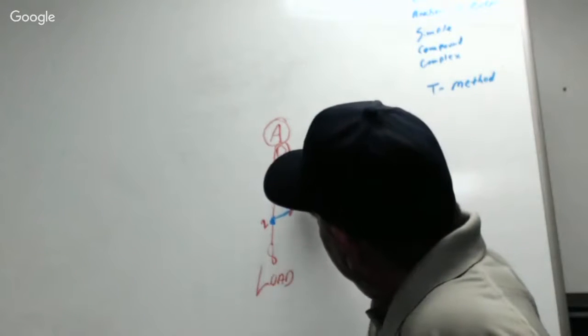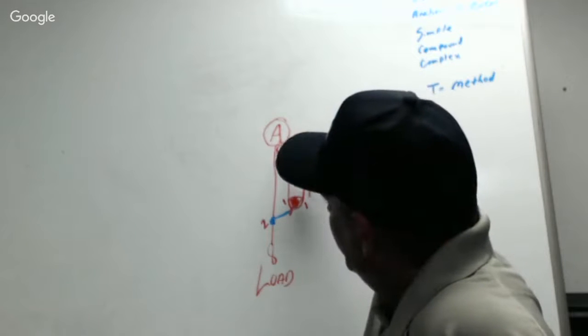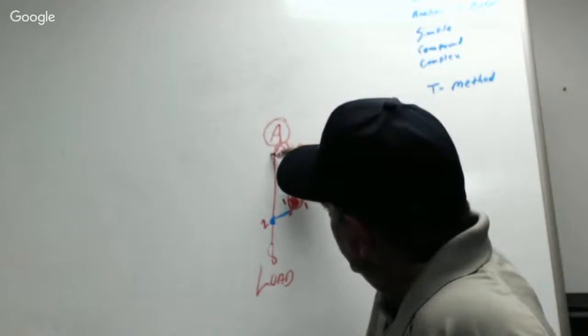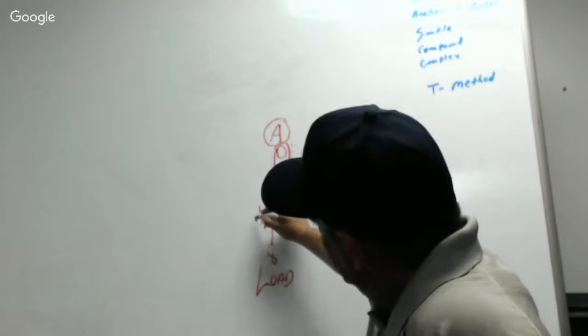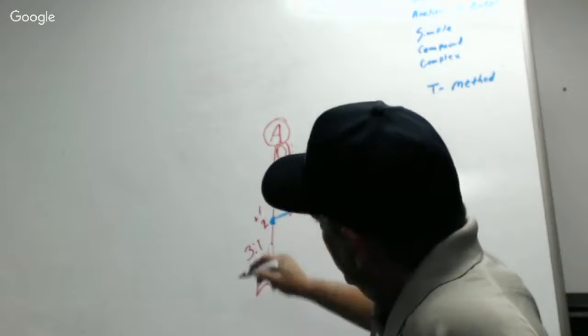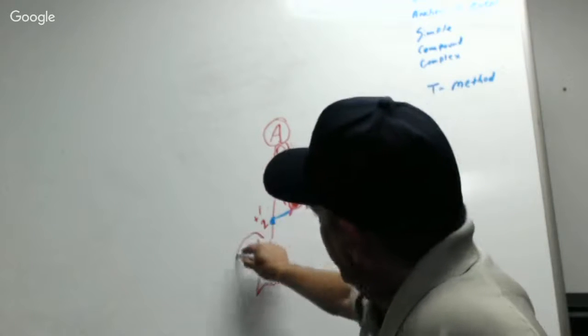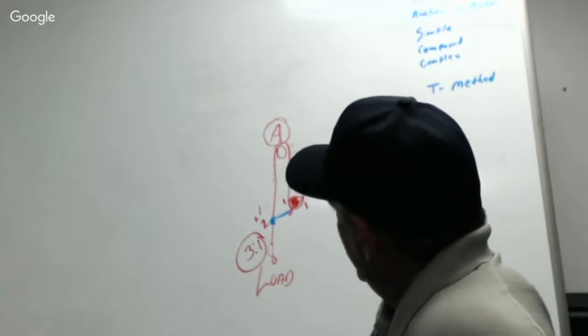So you continue down. This is 1, 1, 1. Non-moving pulley. No advantage, just to change the direction. 1 continues. 1, 1, 1, 1, 1. 1 plus 2 gives you 3. So you have a 3 to 1. So your answer is the 3 to 1.